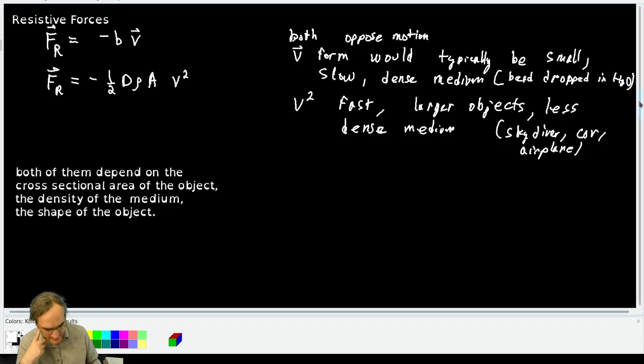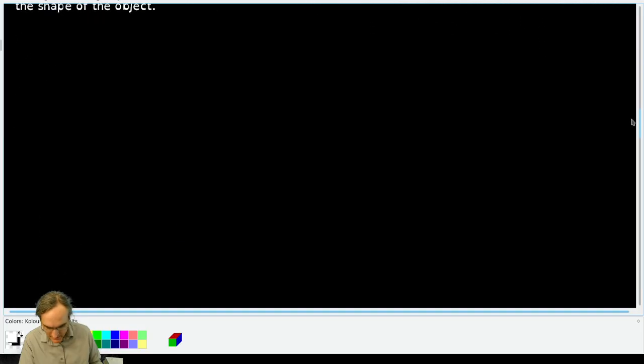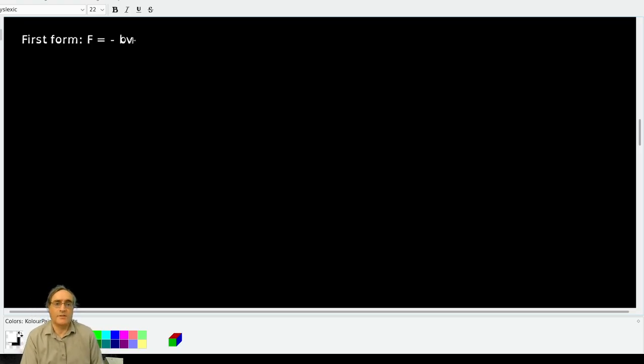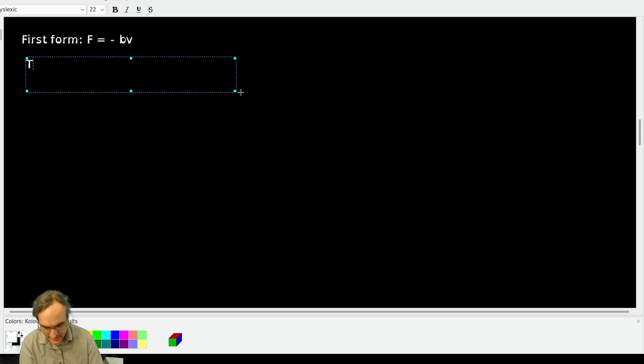One of the first things we need to think about is what would terminal speed be with each one of them. And we'll see how long this runs. I may split the video in two pieces, but for the moment, we're going to talk about the first form, where F is equal to minus b times the velocity. In this case, it's explicit that the direction is opposite the velocity. So whatever direction you're moving, you'll experience the resistive force in the opposite direction. And we can talk about the simplest idea, terminal speed, or if you prefer, terminal velocity.